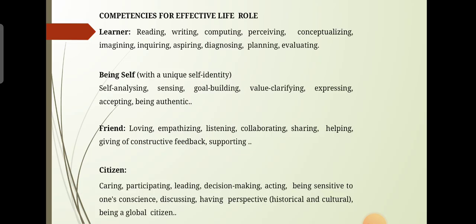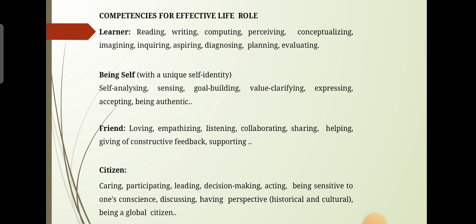Then what are the competences of an effective life role? These are some of the competences we have for an effective life role. The first one is learner, being self, friend, citizen, family member, employee, leisure, social role, ascribed role, etc. So what do you mean by a learner? Reading, writing, computing, perceiving, imagining. These are some examples of a learner. And being yourself, where you have your own unique identity, or you can say the self identity, right? So self analyzing, sensing, goal building. These are some of being yourself.